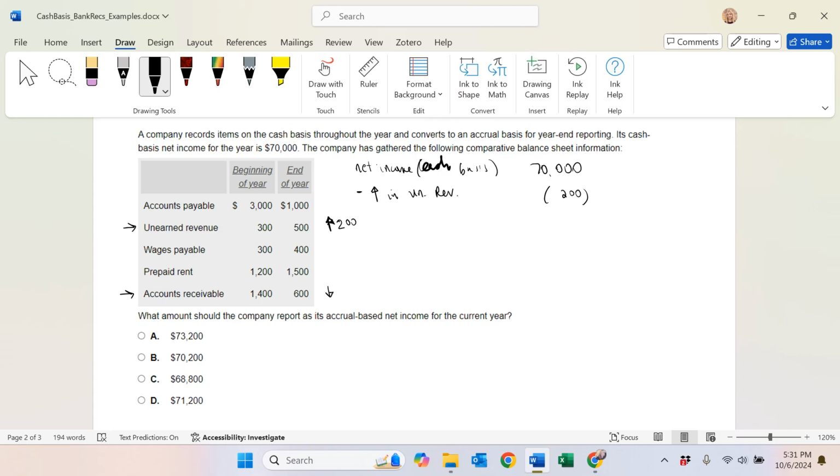Accounts receivable went down by 800. This means that the company collected more cash than it had actual revenues. So the cash increased the cash basis net income, but it related to prior year's revenues. So we need to subtract it out because the cash was included in the cash-based revenues, but it would not be included in the accrual-based revenues or income. So subtract out the decrease in accounts receivable.